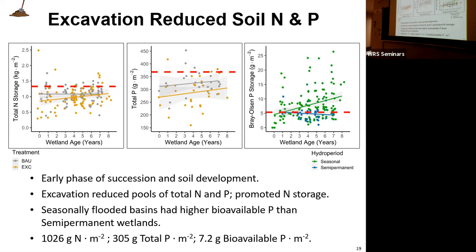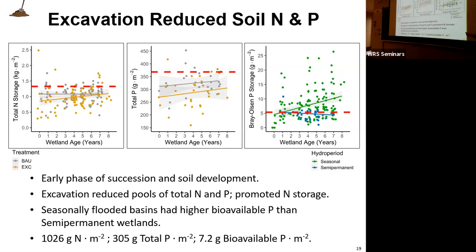With regard to the Bray-Olsen phosphorus, we didn't see any effects of excavation, but we did see an effect of the hydroperiod. So seasonal basins shown in green had much higher Bray-Olsen phosphorus than the semi-permanent basins and reference basins. And actually reference and semi-permanent basins had very similar bioavailable phosphorus numbers. I put these numbers down here to show you we're talking about screaming high nutrient storage in the soils. But really importantly, 7.2 grams of bioavailable phosphorus per meter squared on average in these basins. You may recall that plants accounted for approximately 6.6 grams per meter squared of phosphorus.